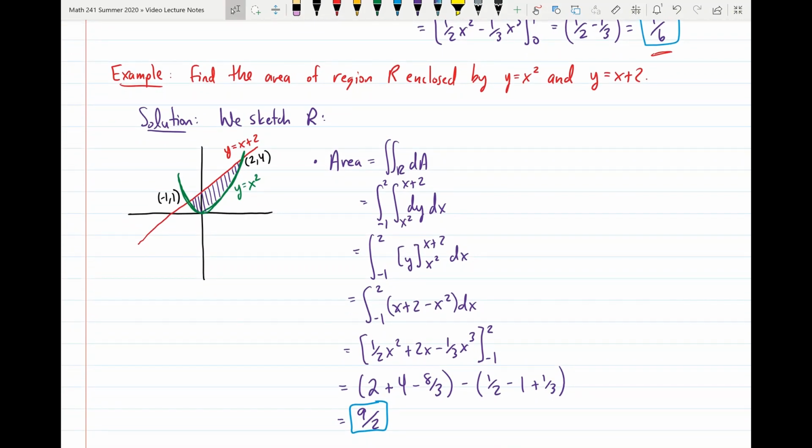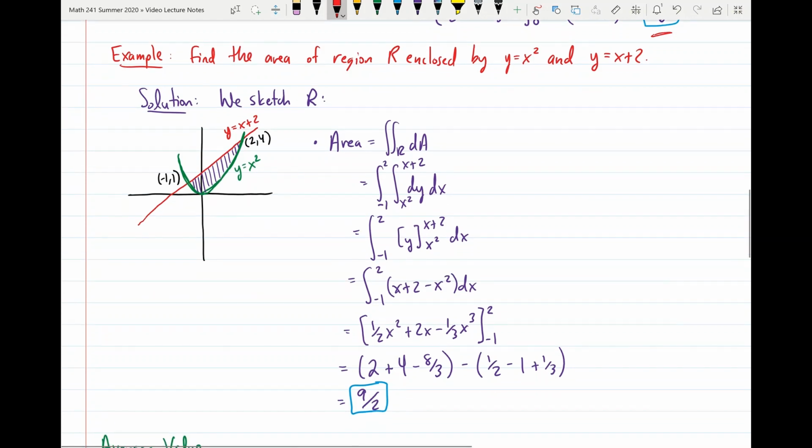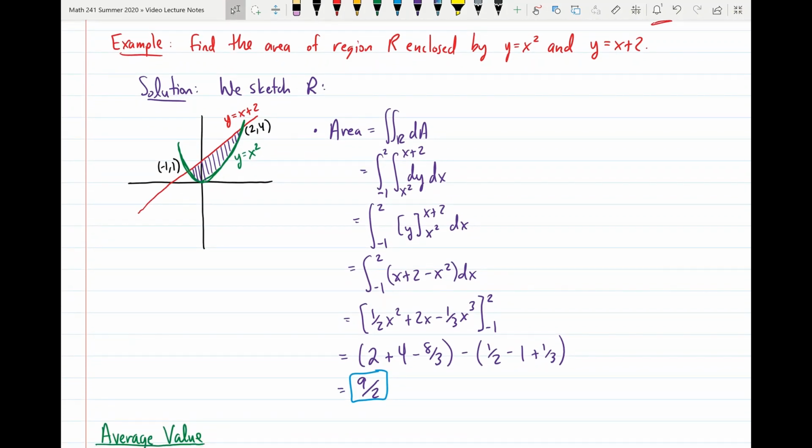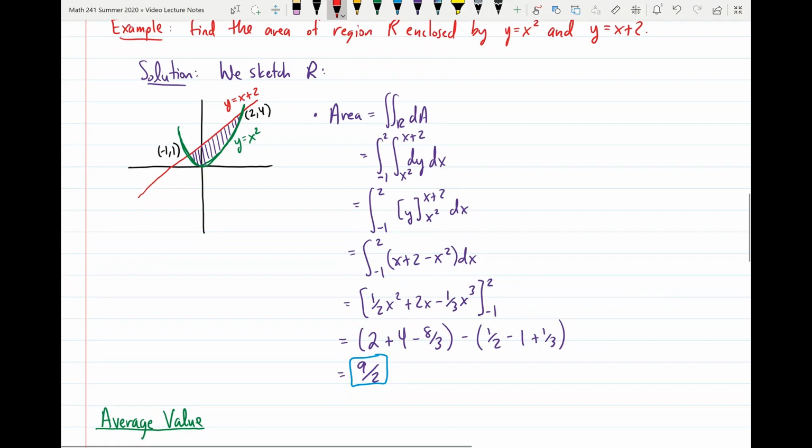We have our line y equals x plus 2 in red, and we have our parabola y equals x squared in green. I also wrote down the points at which these two curves intersect in the plane. On the left, we have the point (-1, 1), and on the right, we have the point (2, 4). And again, we know that the area of this region is going to be the double integral of dA over R.